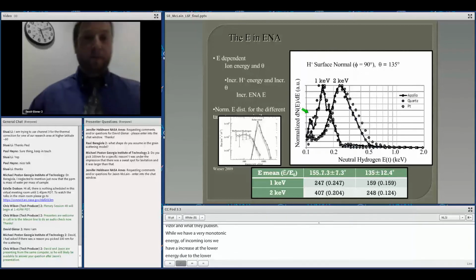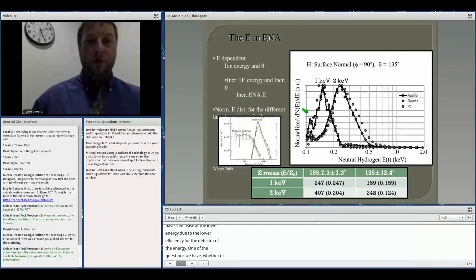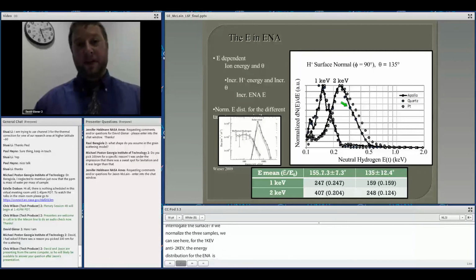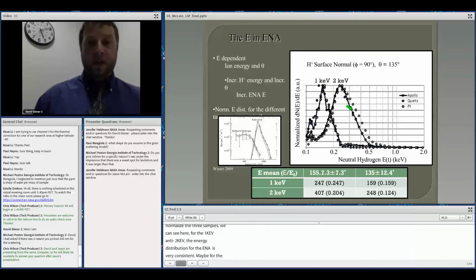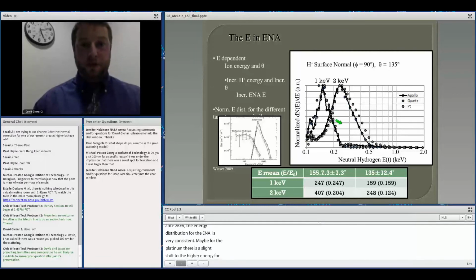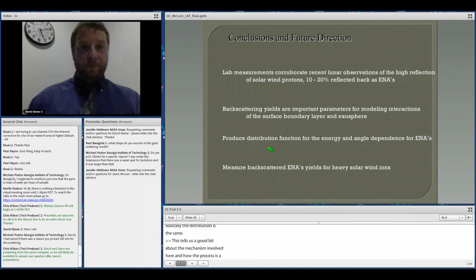One of the questions we had was whether or not the ENAs could be used to interrogate the surface. If we normalize our three different samples, we can see here that for the 1 keV and the 2 keV, the energy distribution for the ENAs is very consistent. Maybe for the platinum, there's a slight shift to higher energies for the 2 keV incoming protons, but basically the distribution is the same. And this tells us a good bit about the mechanism involved here and how this is a multiple collision process.